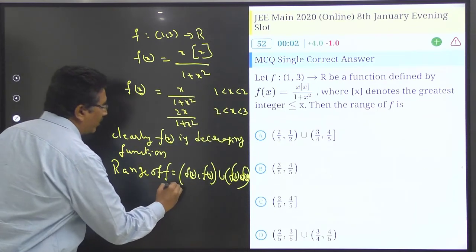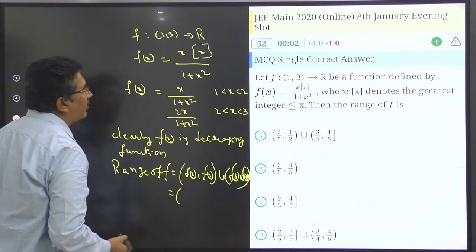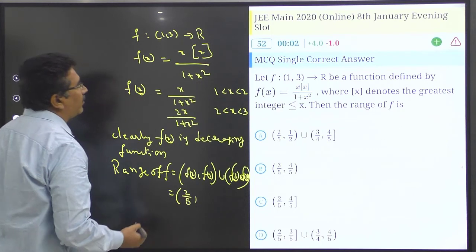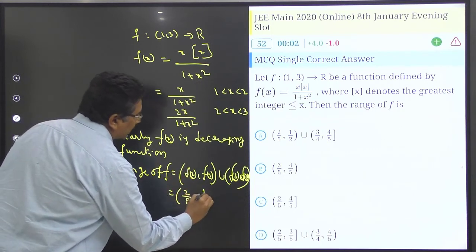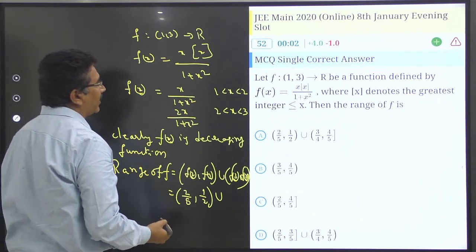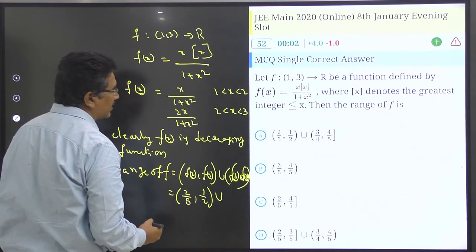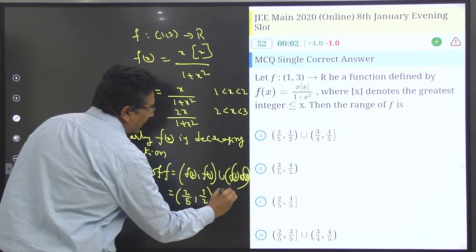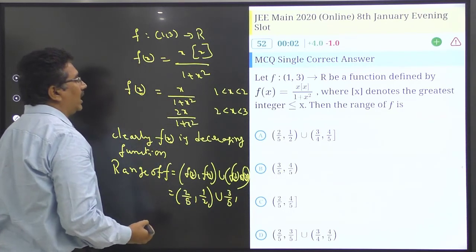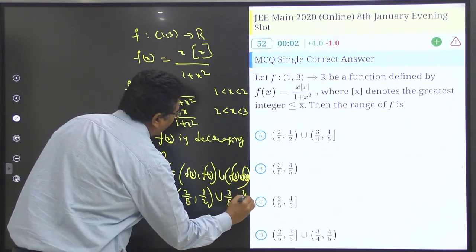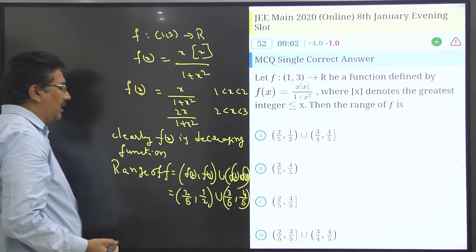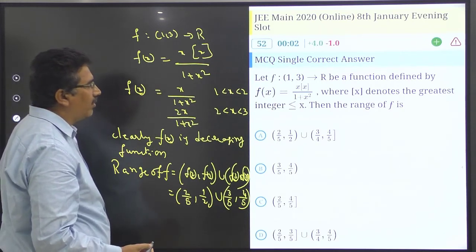What is f of 2? f of 2 is 2 by 5. What is f of 1? f of 1 is 1 by 2. Union, what is f of 3? f of 3 is 6 by 10, that is 3 by 5. What is f of 2? That is 4 by 5. So 2 by 5 comma 1 by 2.